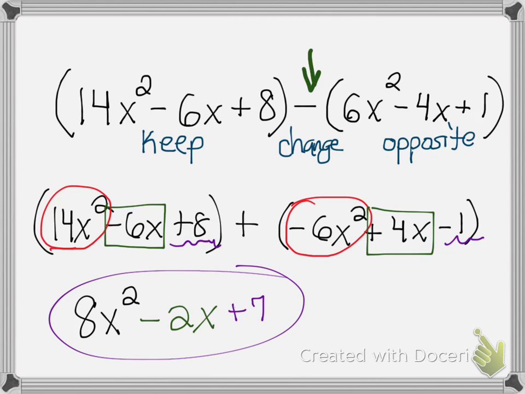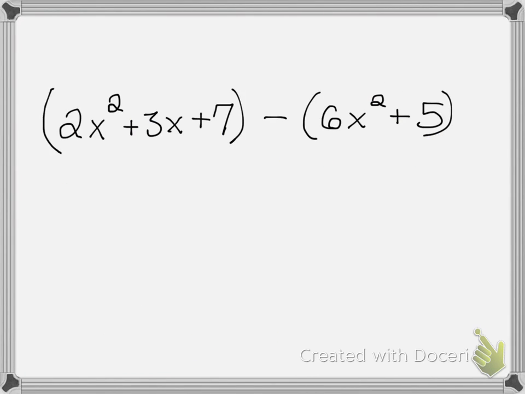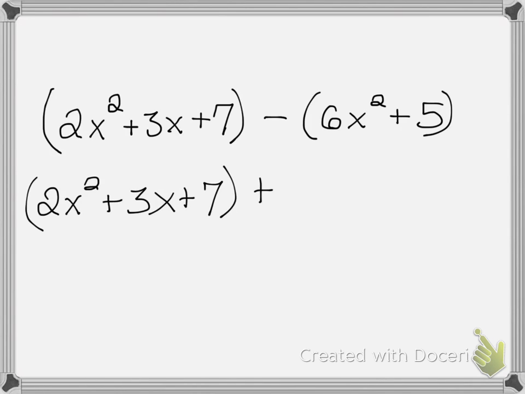And that's it. Let's look at another example. All right, again, you have to do keep, change, opposite. So I'm going to keep the first thing exactly the way it is and change that subtraction sign to a plus sign. And then everything else after that is opposite. So that positive 6x squared turns into negative 6x squared. Positive 5 turns into a negative 5.